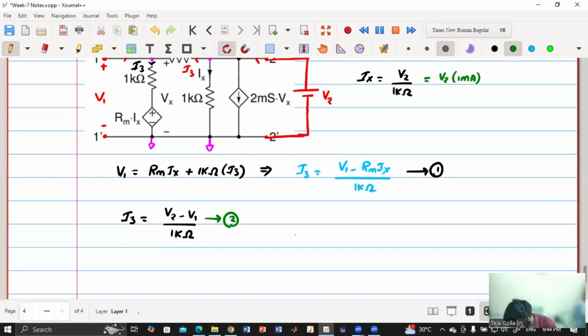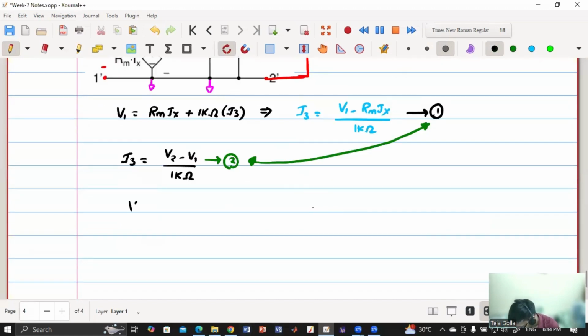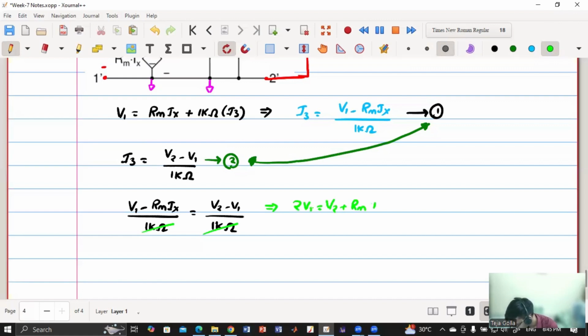Now if I equate equation 1 and equation 2, what will I get? (V1 minus Rm into Ix) by 1 kilo ohm is equal to (V2 minus V1) by 1 kilo ohm. The 1 kilo ohm will get cancelled. So from this I'll get 2V1 equals V2 plus Rm into Ix.